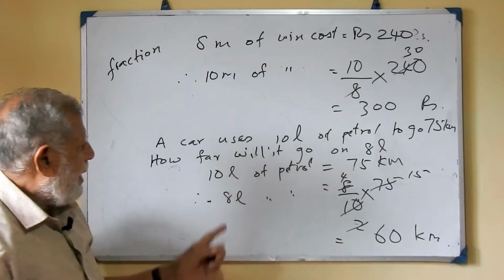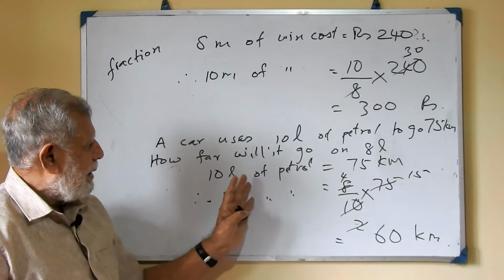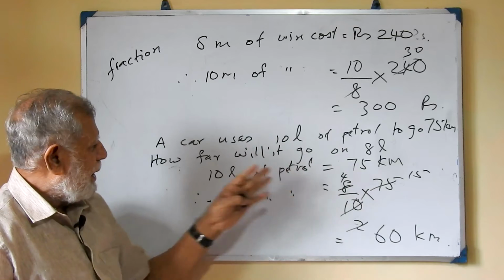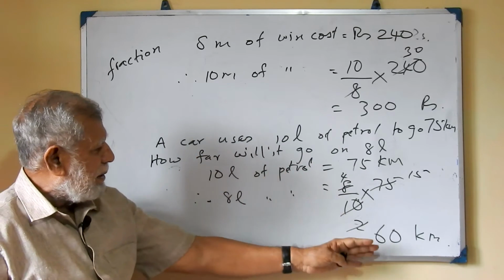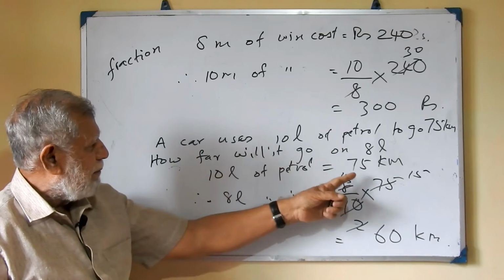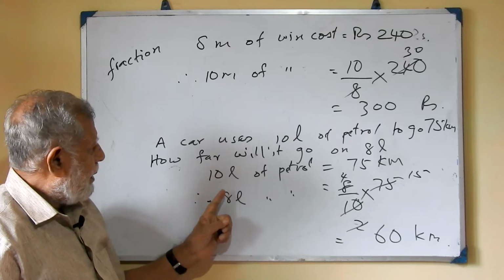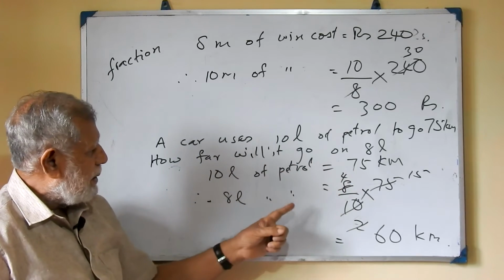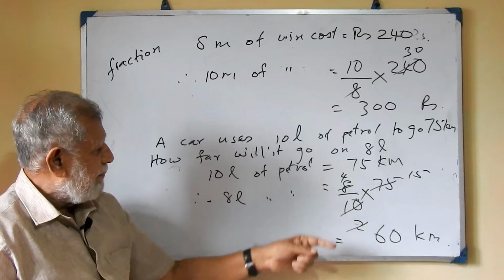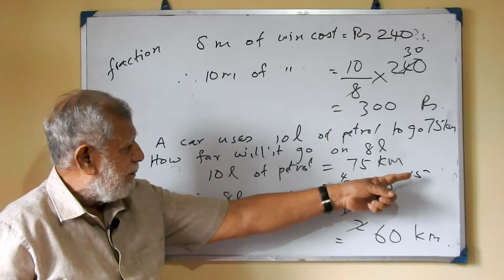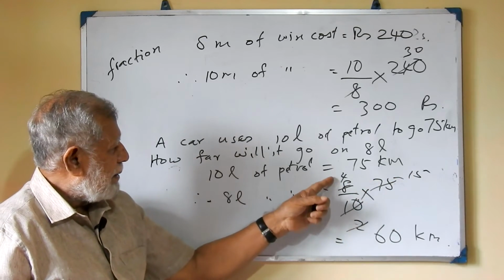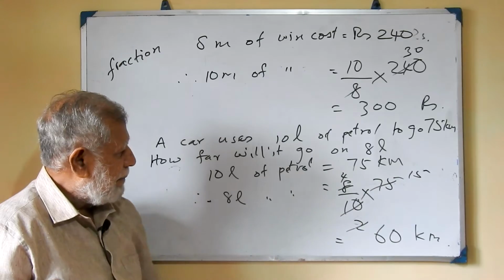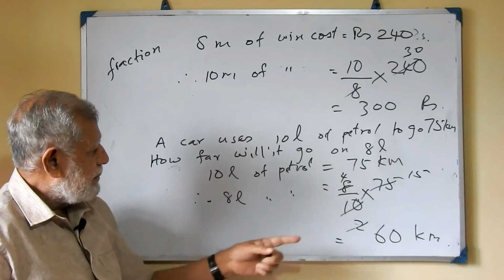Can you see? On one side, when one quantity increases, the other also increases. When it decreases, the other quantity also decreases. So 10 liters it goes 75 kilometers. So 8 liters it goes 8 upon 10 into 75. So cancel 5 times 2, 5 times 15. Then 2 and 8 cancel to 4. 4 into 15 is 60. So 8 liters it goes 60 kilometers.